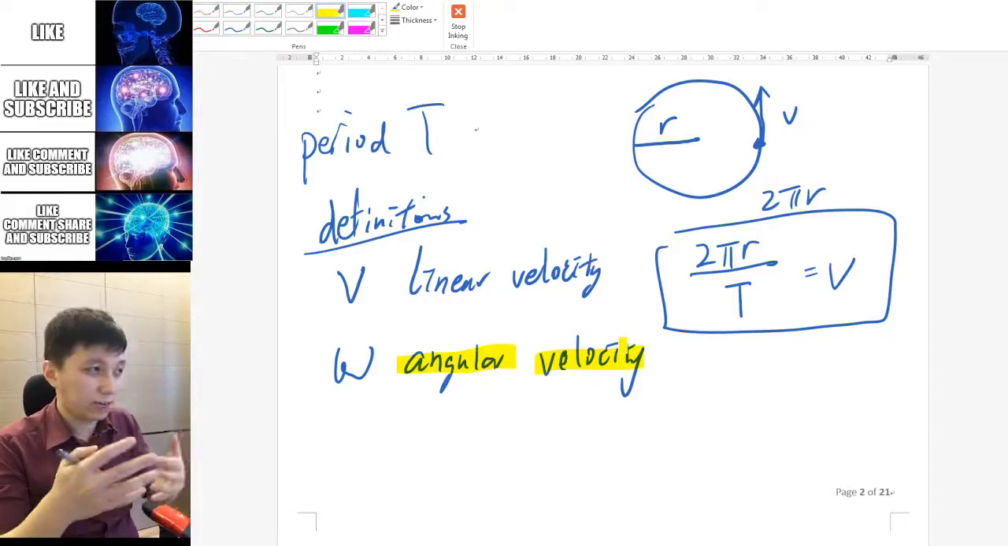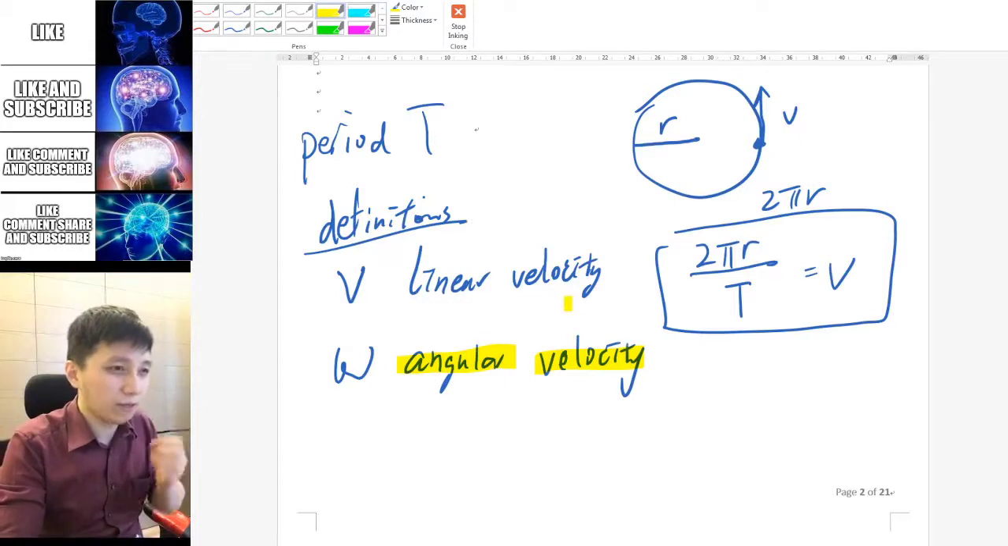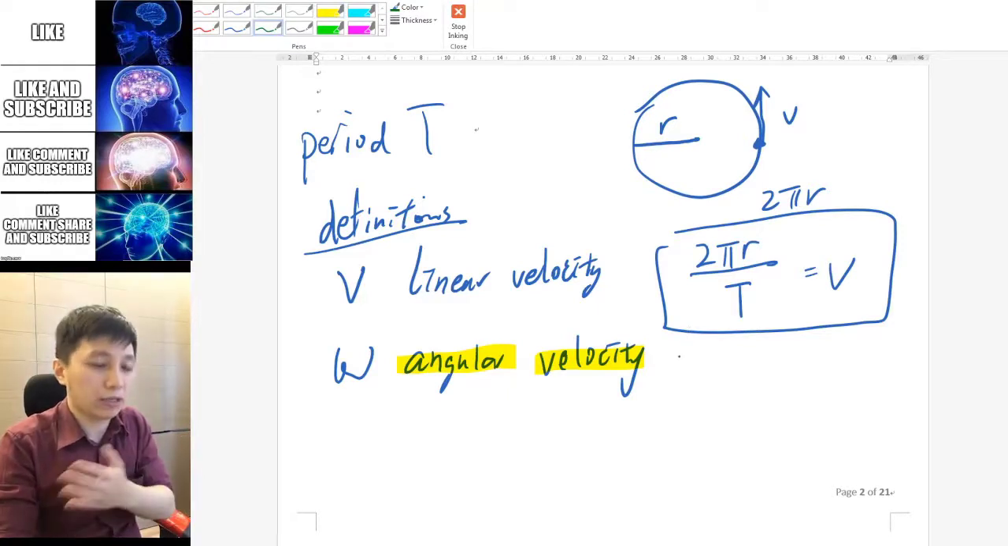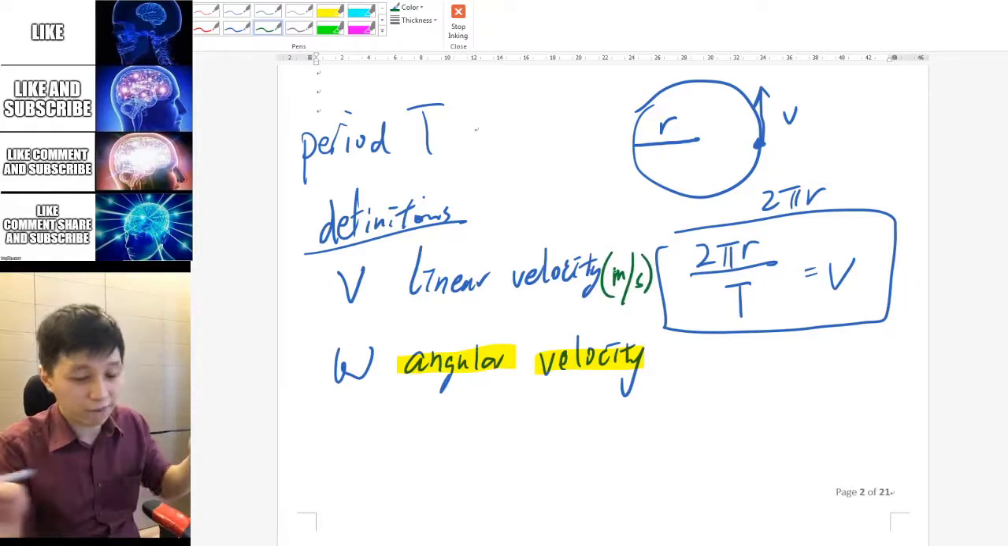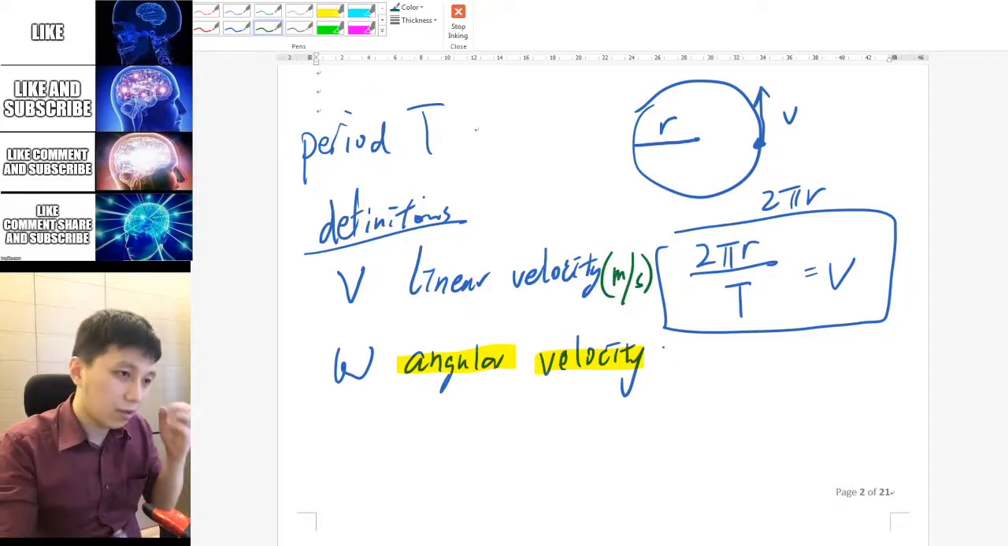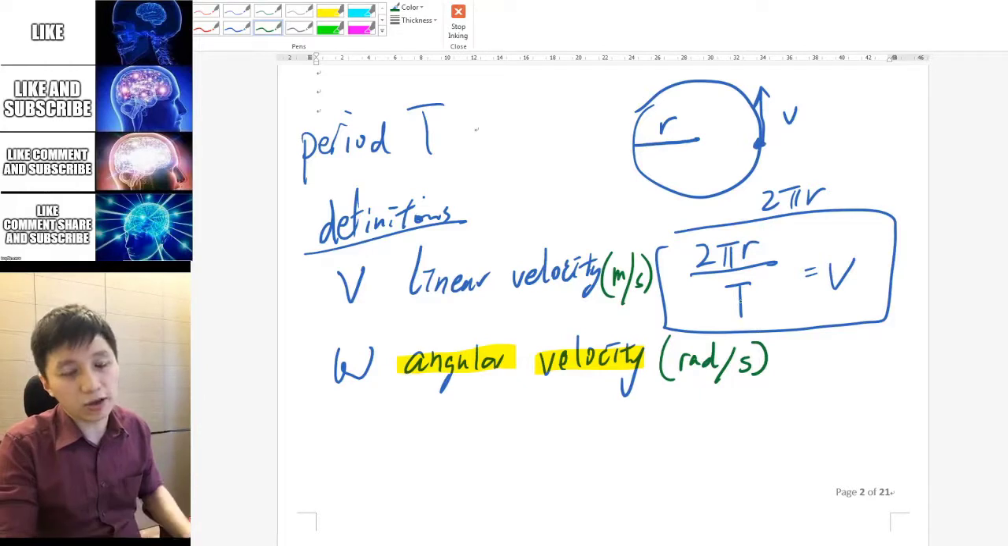We may just care about how fast it completes a circle. So when we talk about angular velocity, that is talking about how much angle you pass through in 1 second. In terms of unit, earlier for linear velocity, the unit would simply be meter per second, like you have been learning for many years. For angular velocity, this is in a unit of radian per second. Radian is a unit of angle.